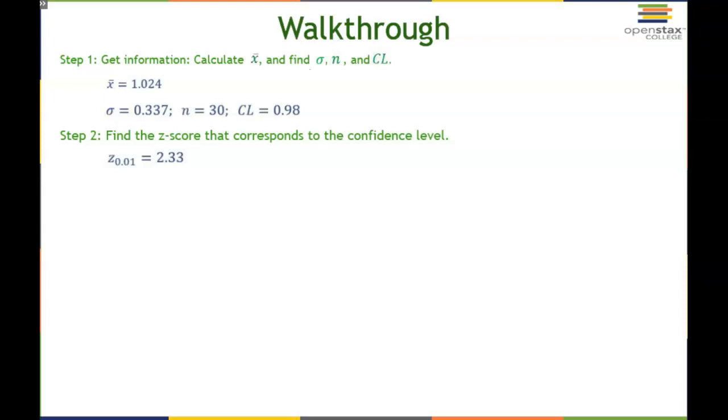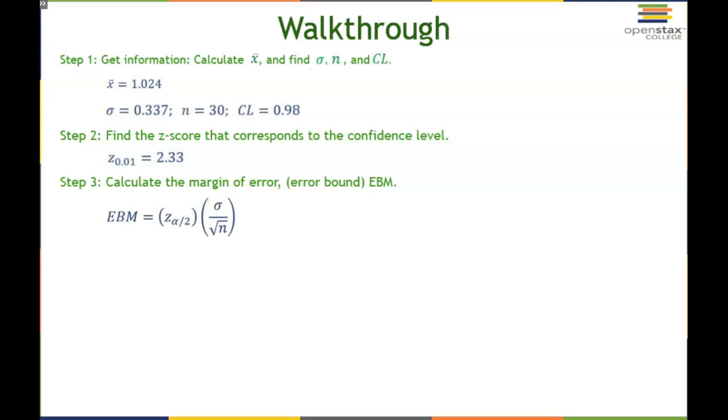But an important part is our z that corresponds to 98% confidence is 2.33. Third step, we need to calculate our margin of error, our EBM. We're going to take that z and multiply it by the standard deviation over the square root of n. So we get 2.33 times 0.337, all divided by the square root of 30. And that calculates as 0.1434. So our error is 0.1434.